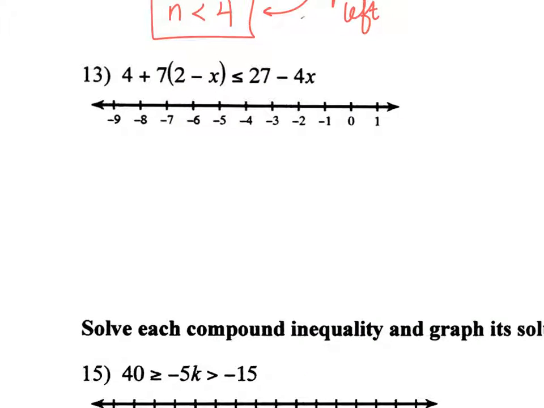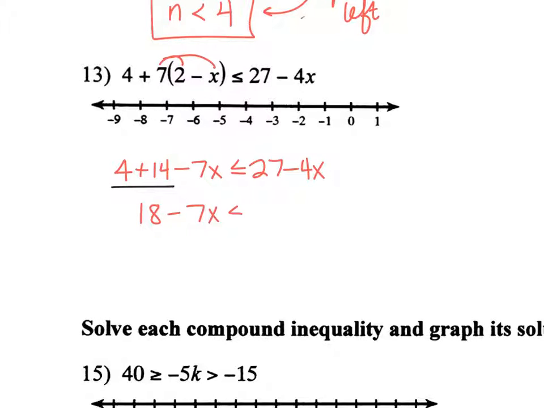Question 13, again, we're going to start with distributing. Don't try to add the 4 and the 7, got to distribute first. So we've got 4 plus 14 minus 7x less than or equal to 27 minus 4x. All right, I'm going to combine like terms since those are on the same side. 18 minus 7x less than or equal to 27 minus 4x.